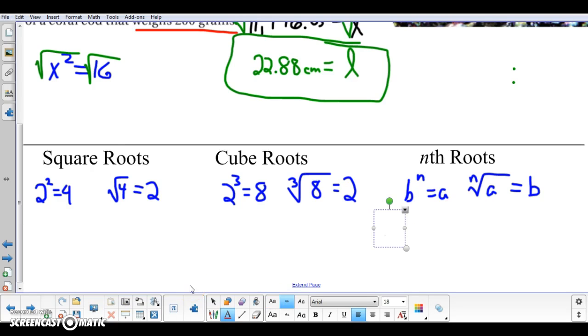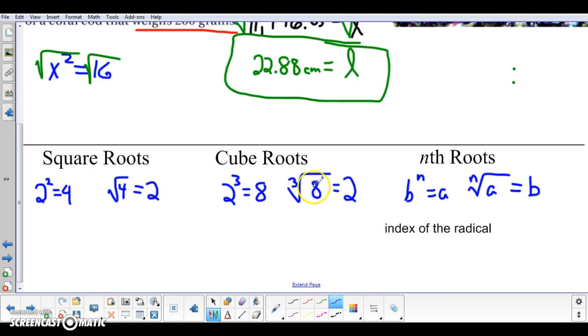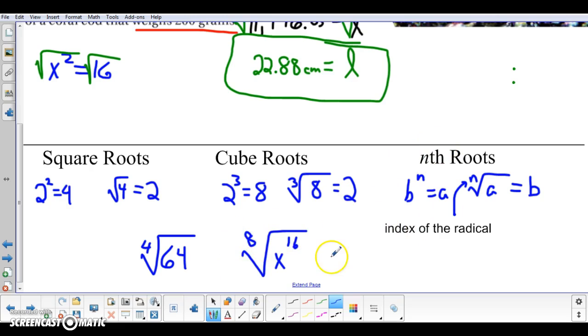All right, we're back after a little technical difficulty. So as I was saying, this n that's right here, we call that the index of the radical. The index is telling me which root I'm taking. So if there's a little 3 there for the index, that means I'm taking the 3rd root. If there's nothing there, it's assumed to be a square root. So if I have the 4th root of 64, 4 is the index of that radical. Maybe I want the 8th root of x to the 16th. Well, in that case, 8 would be the index of the radical. We're taking the 8th root. So that's how nth roots work.